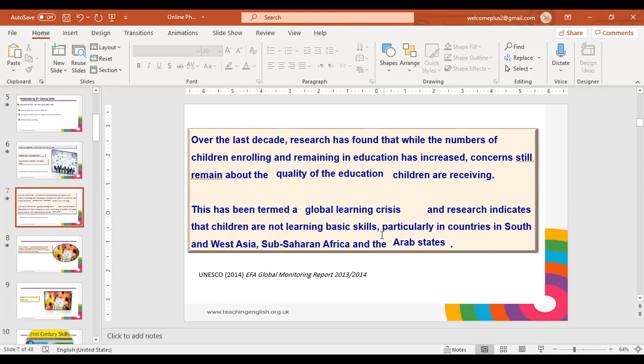Also, we are one of the Arab states. That's why we have a problem in teaching and in the whole educational system, as well as South and West Asia and Sub-Saharan Africa. Okay.